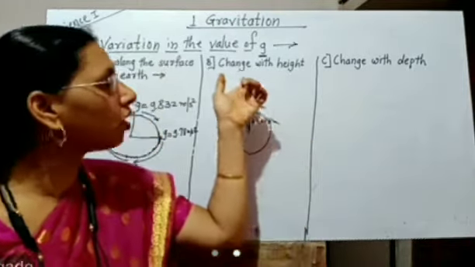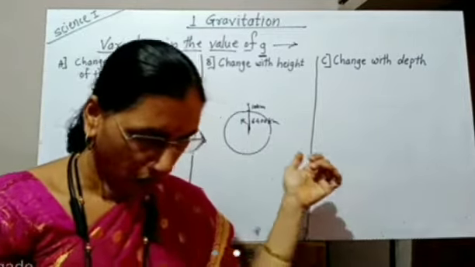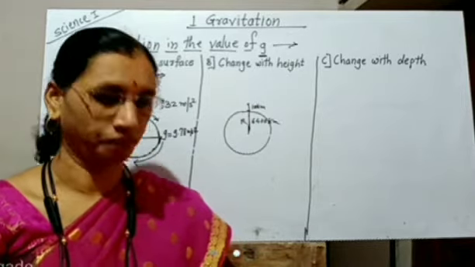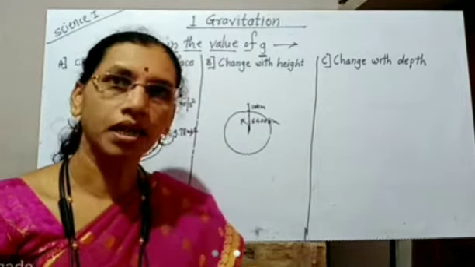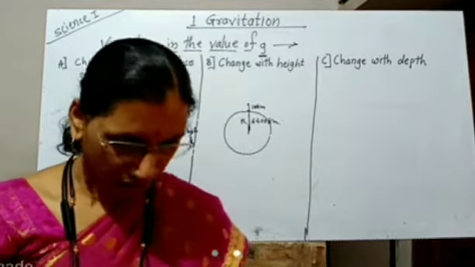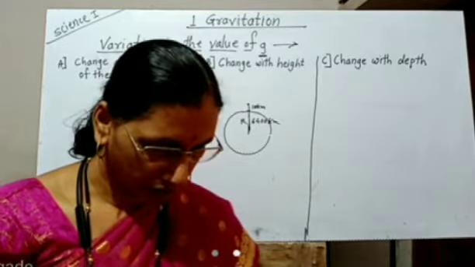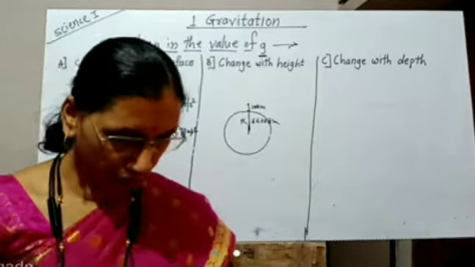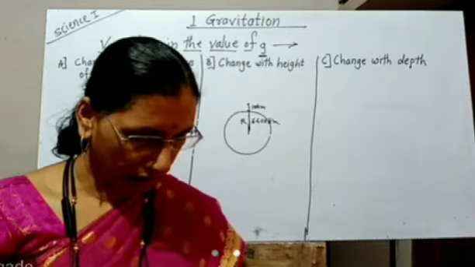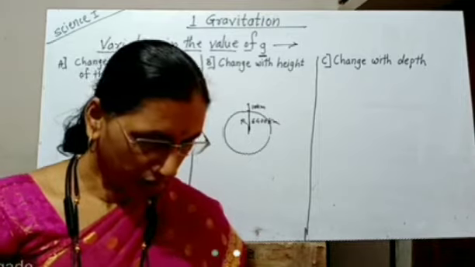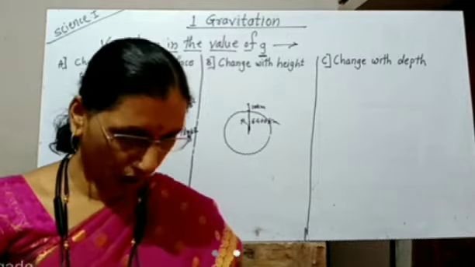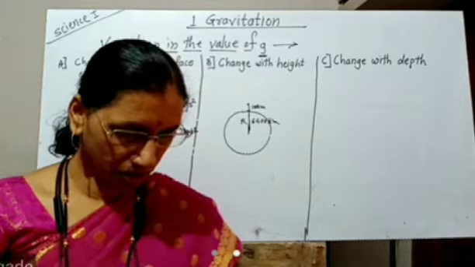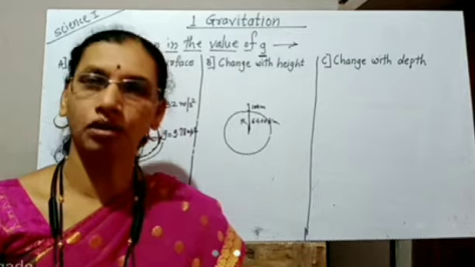For the change with height, we have to say that due to the larger change in the distance of a satellite from the center of the earth, there will be a change in the value of G. When we consider an artificial satellite orbiting the earth, we have to take into account the change in the value of G due to the large change in the distance of the satellite from the center of the earth.